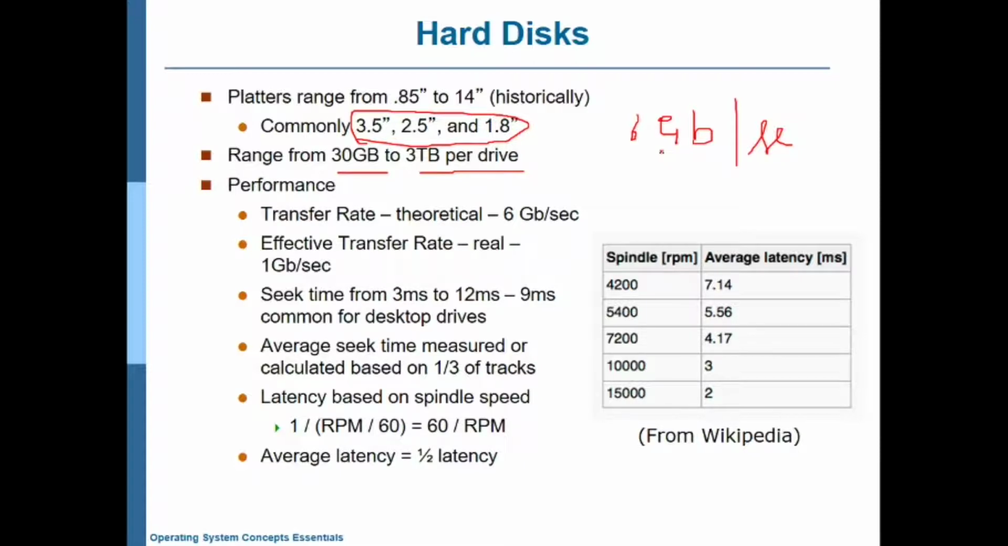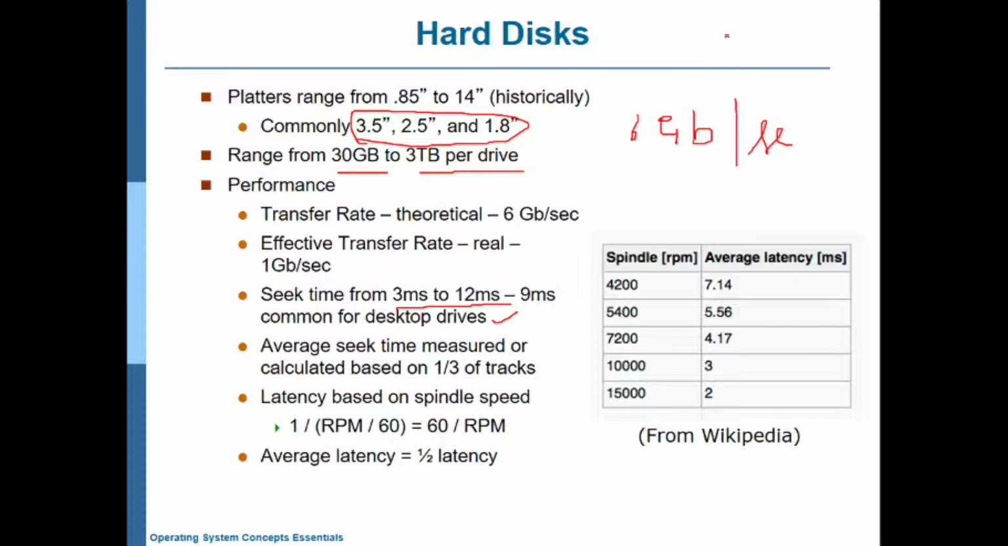Seek time is the time to access content from the hard disk with the help of the drive arm. You can seek data from 3 milliseconds to 12 milliseconds, and 9 milliseconds is common for a desktop drive. Depending on the desktop or laptop, it usually takes 3 to 12 milliseconds to fetch the data. Seek time is measured or calculated based on the number of tracks.